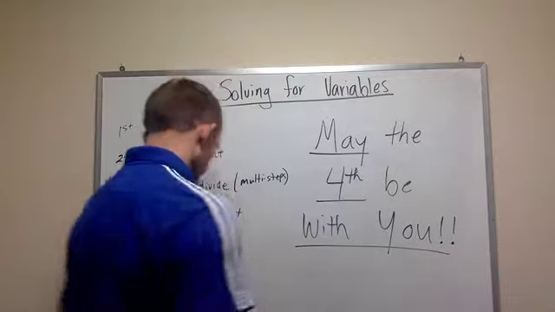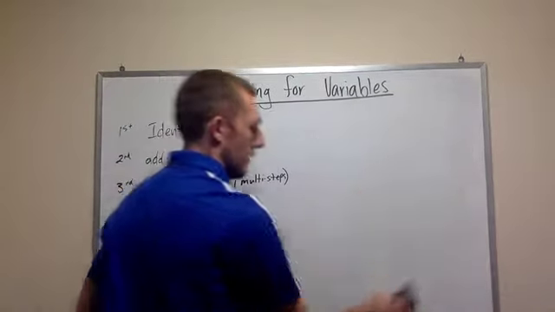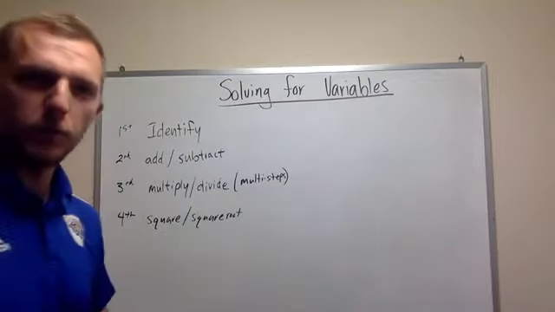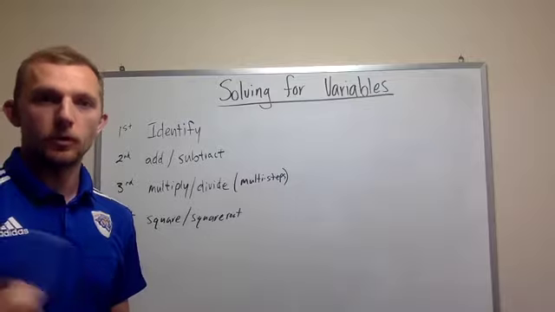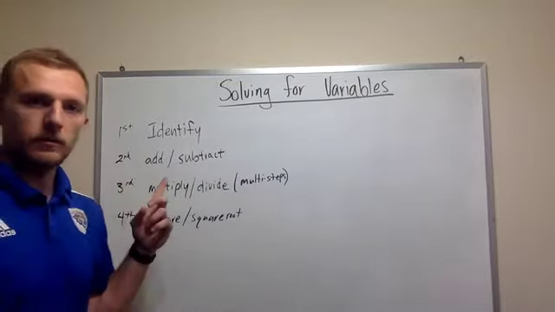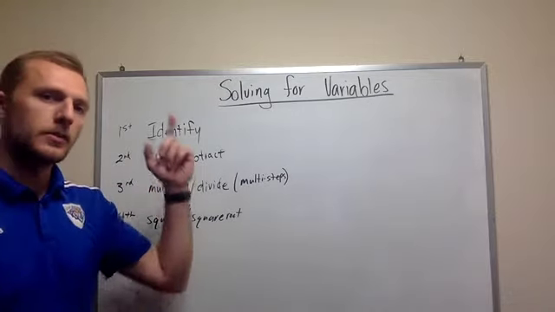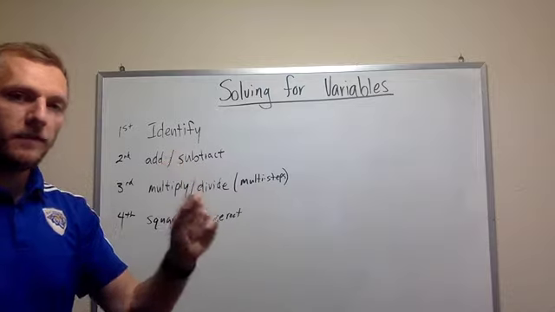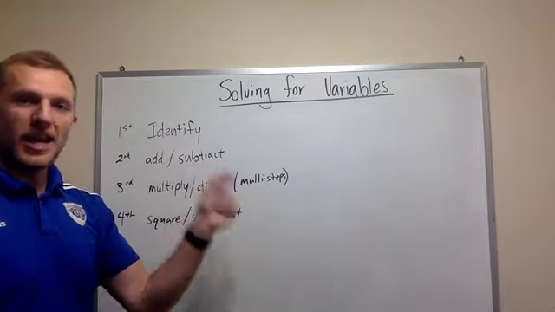All right, let's go ahead and go through a guide for solving for variables in formulas and equations. First, you always want to identify what you're solving for. The second step is to add or subtract whatever is not needed on that side.